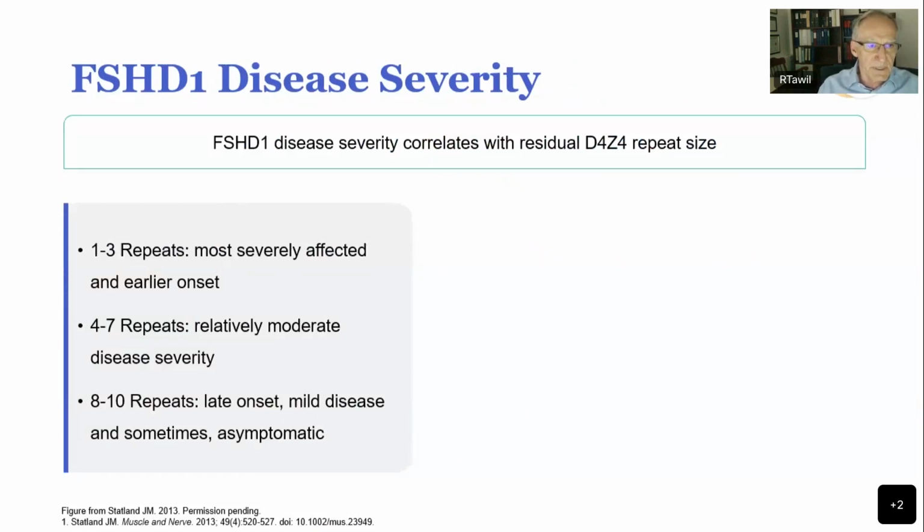So in FSHD type 1, we know that the disease severity is variable, and it depends on the residual D4Z4 repeat size. If you have 1 to 3 repeats, these are typically the more severely affected individuals, often with early onset disease. 4 to 7 repeats is where most individuals with FSHD are. It's relatively moderate in disease severity. If you have 8 to 10 repeats, you usually have later onset, milder disease, and sometimes it is asymptomatic.